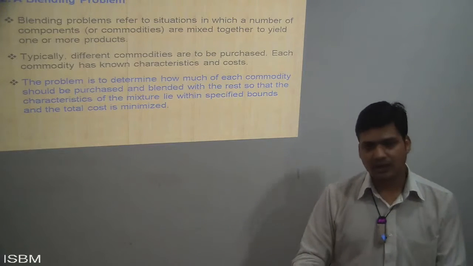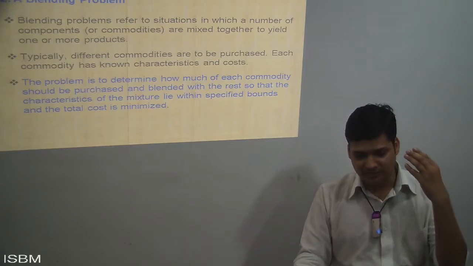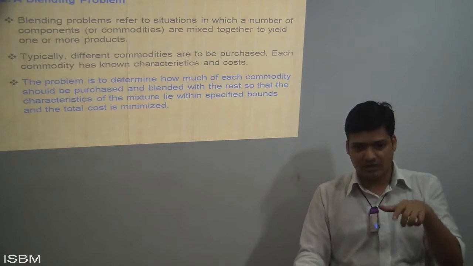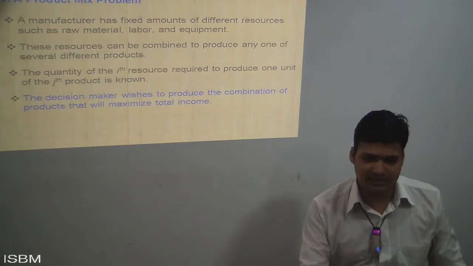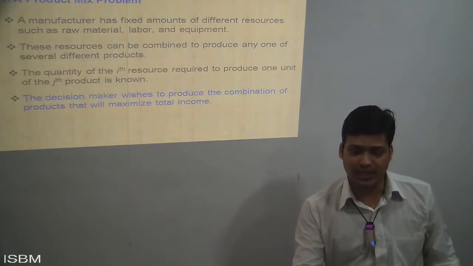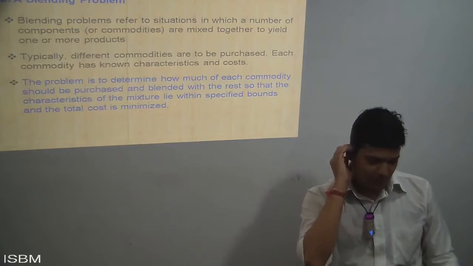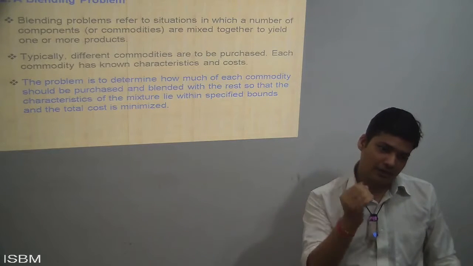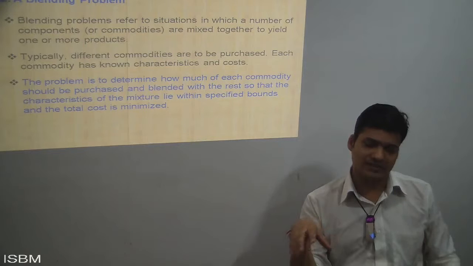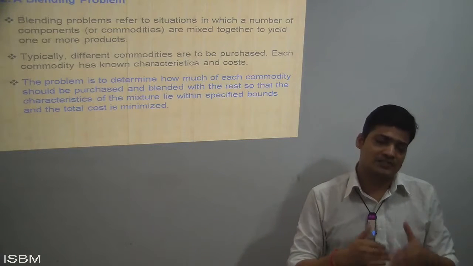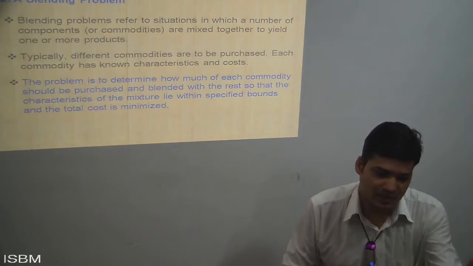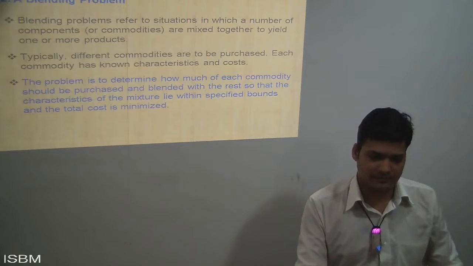Here, if the person wants to minimize the cost. In the previous problem they wanted to maximize the total income. Here they want to minimize the cost. If I am going to purchase something, a raw material, with the help of that we can minimize our cost while purchasing the raw material. That's an example they have written over here.